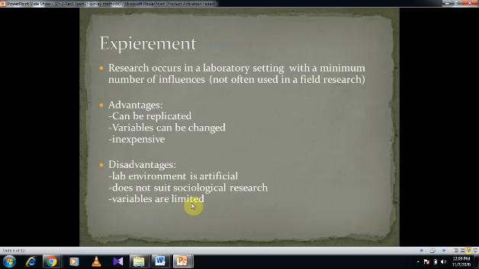The variables are limited. You cannot change all, or you do not have a lot of choices because you're still related to the choices inside the lab. You cannot get any variables or any options from outside, from the field, because you cannot take the experiment to outside the lab.